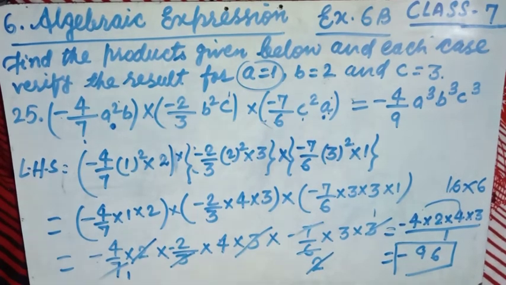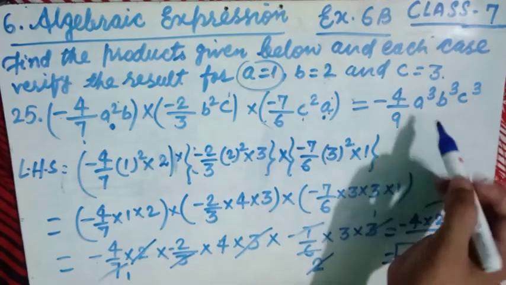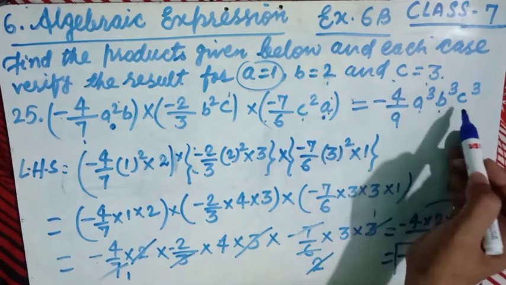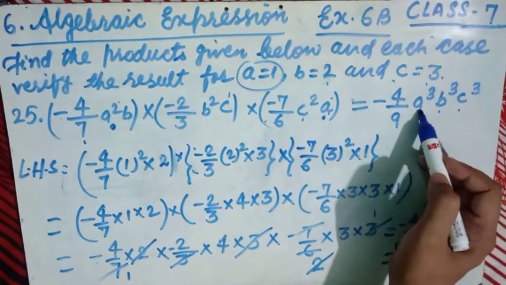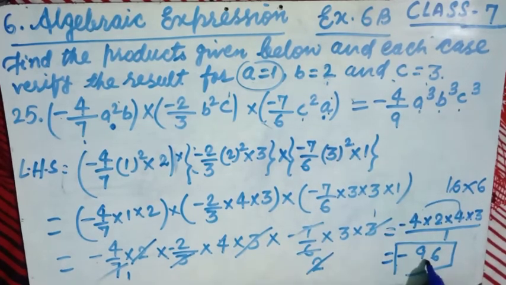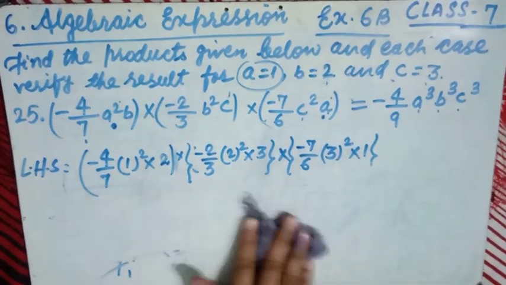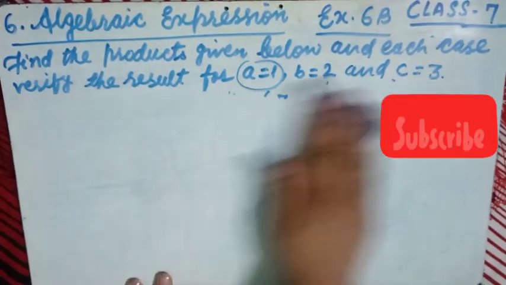I hope you can easily solve the right hand side. This is your homework. First of all, put the value of a is equal to 1 in the a place, b is equal to 2 in the b place, and c is equal to 3 in the c place. Then multiply all the numbers and you will finally get minus 96. I hope you can do it. This is your homework because we have already solved the left hand side. Now we have to solve the right hand side and the remaining questions.